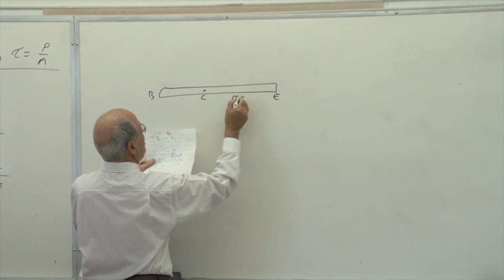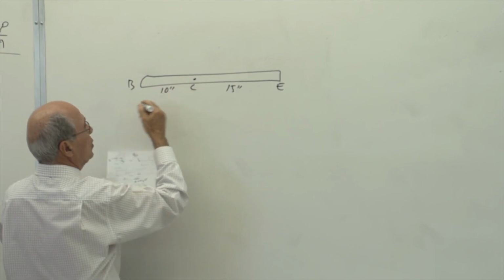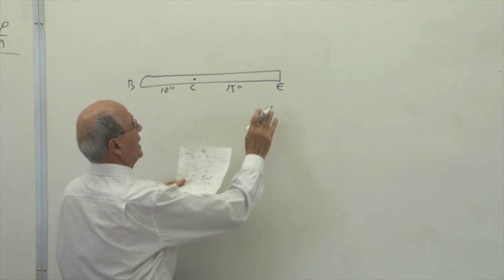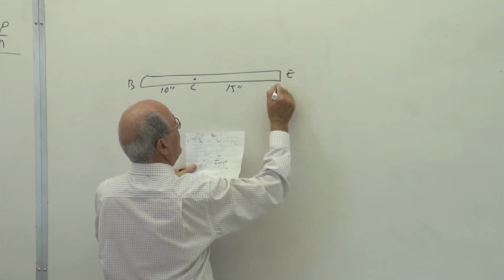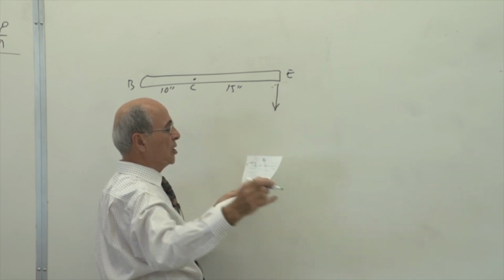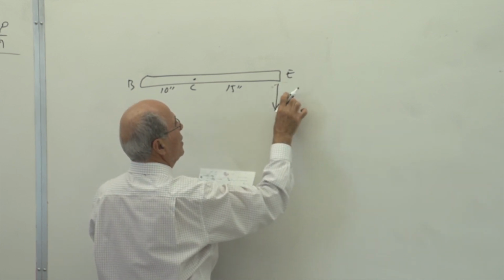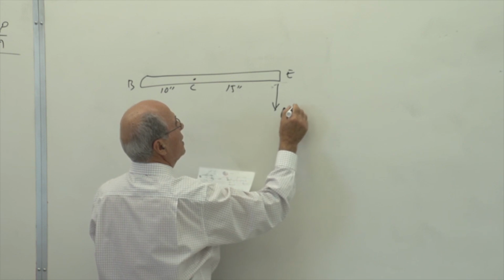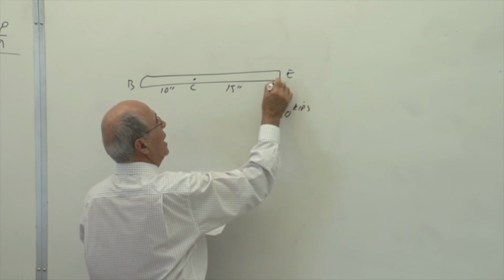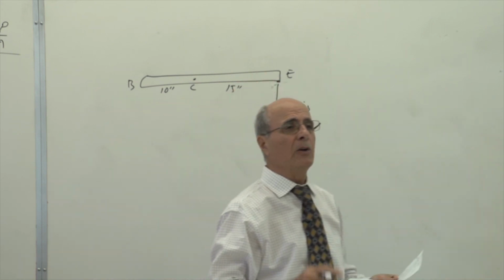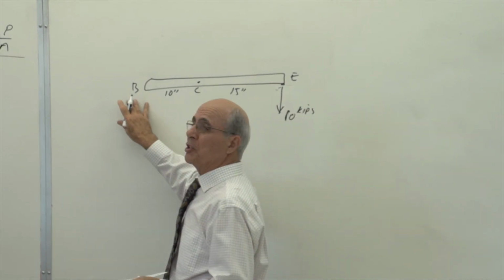This is 15 inches long, BC, and then the 25-inch rod. And then at E we put the load here. It's not shown in the picture in your book, but it's a 10,000 pound, or 10 kip, load at point E, pulling it down. Notice B is not a pin.